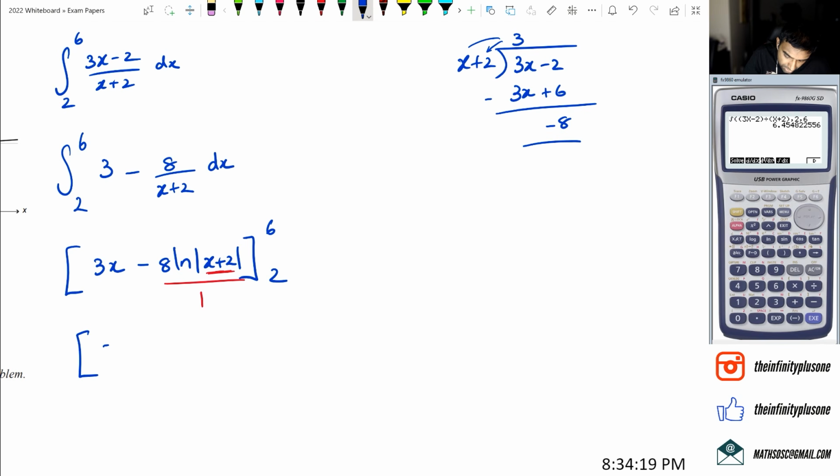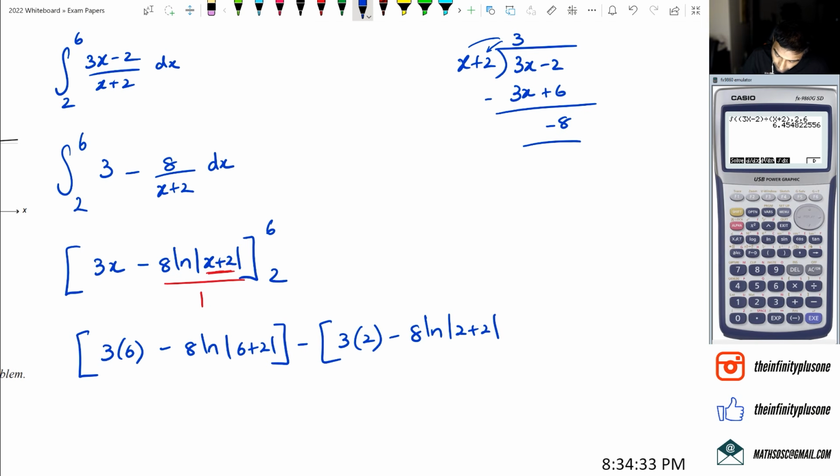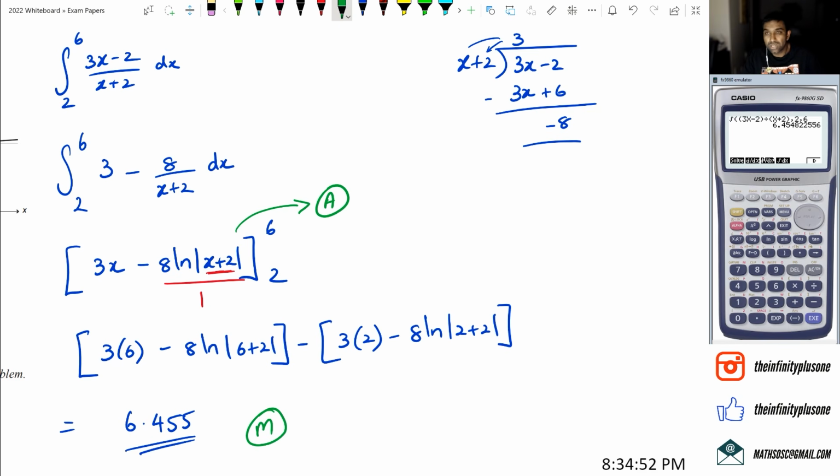So what I've got is 3 times 6 minus 8 ln of 6 plus 2, minus 3 times 2 minus 8 ln of 2 plus 2. Of course, I'm not going to actually put this all in the calculator because I already know what the answer is and I've already worked it out. So I'm just going to put that as 6.455. Grades wise, this final answer is worth a merit, and correct integration is actually worth achieved. So you need to get to this line here to actually get an achieved.